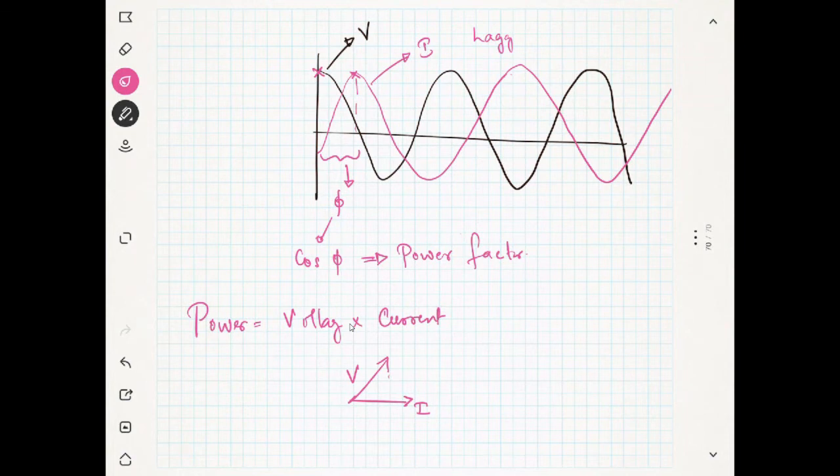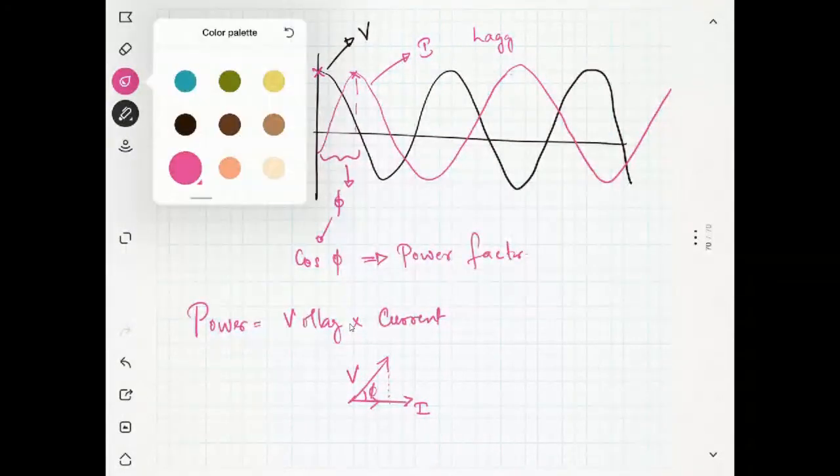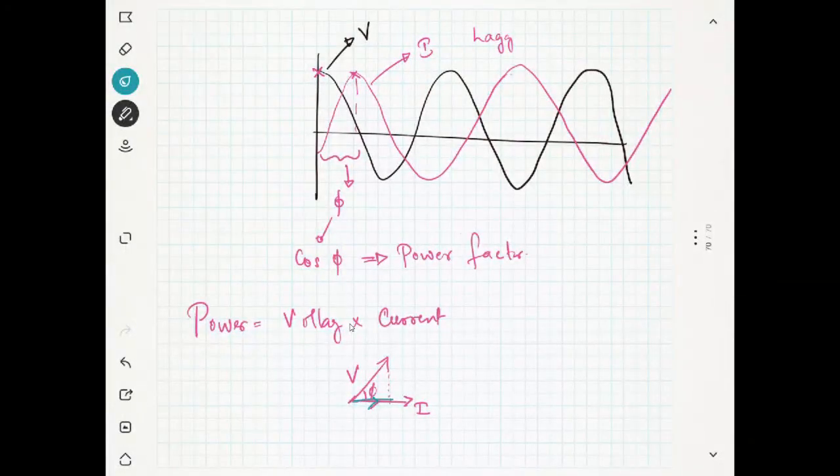So you have to project this guy in this direction. How much will be there? This is phi. Then how much will be there in the direction of the current? In the direction of the current, how much will be the component? It is nothing but V into cosine phi. Am I correct? Yes, sir.